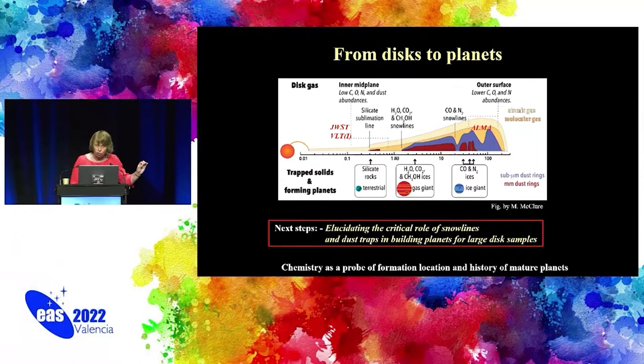That, of course, also then implies that, in principle, you can, as an ultimate goal, use chemistry as a probe of the formation location and the history of the mature planets. And this is, of course, where the exoplanets and disk communities will greatly collaborate in the coming years.